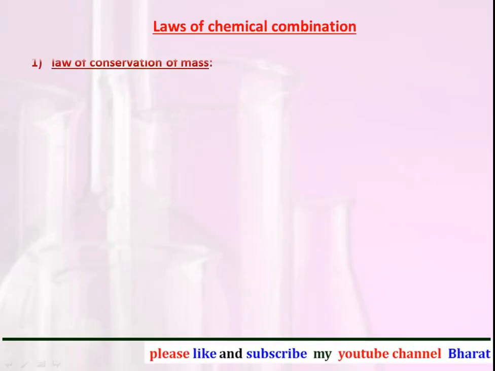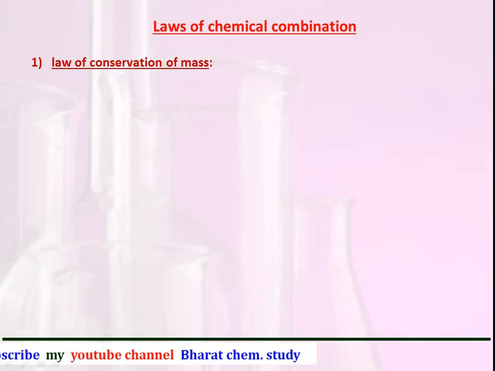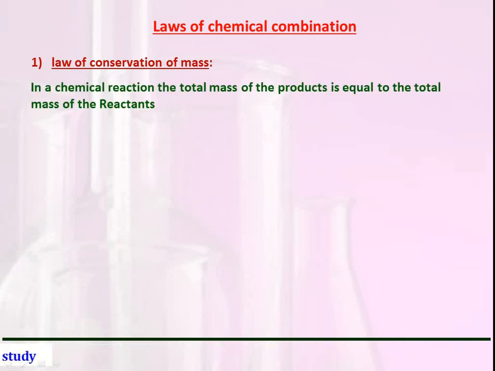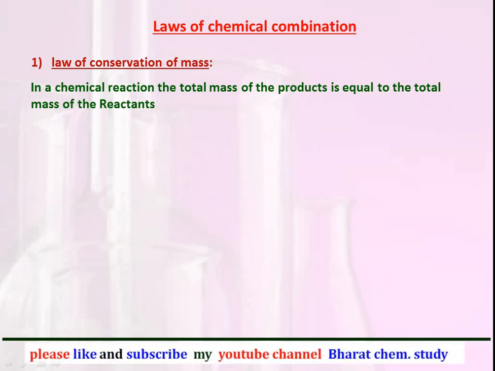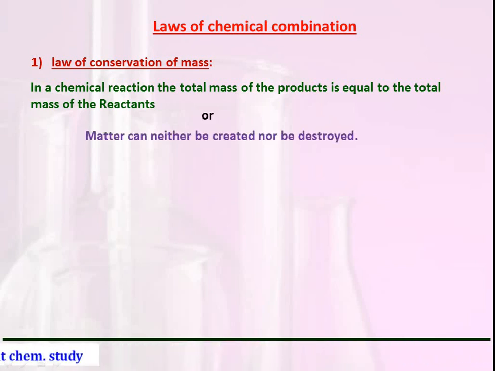Laws of chemical combination. The first is the law of conservation of mass. It states that in a chemical reaction, the total mass of the products is equal to the total mass of the reactants used, or we can say matter can neither be created nor be destroyed.